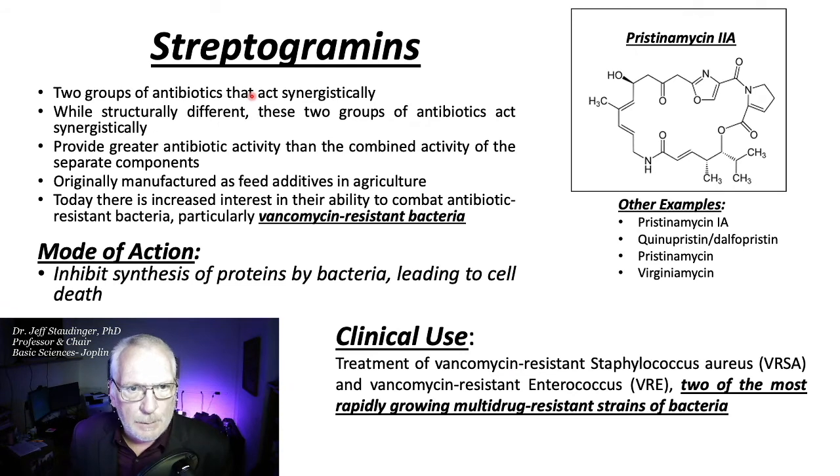There's a class of antibiotics called streptogramins. These are two groups of antibiotics that act synergistically. They provide greater activity than the combined activity of the separate components. Originally manufactured as feed additives, in current times there's increased interest to combat vancomycin-resistant bacteria. Clinically, vancomycin-resistant Staph aureus and vancomycin-resistant Enterococcus represent two of the most rapidly growing multi-drug resistant strains of bacteria. So these drugs are of interest in that regard.